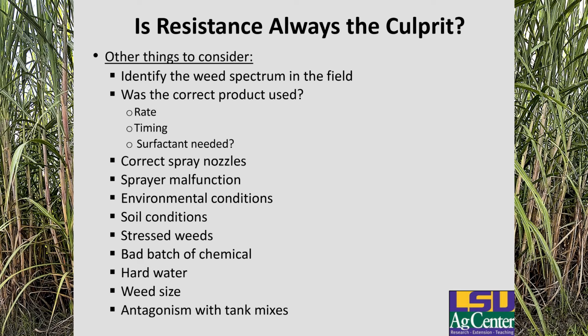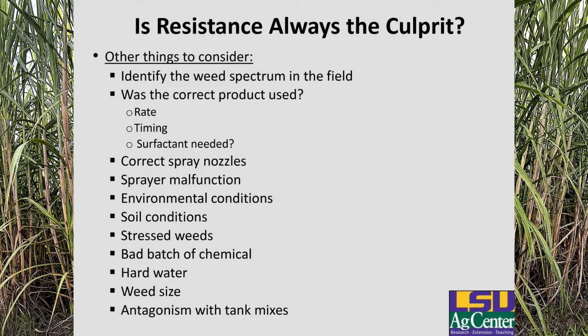So, is resistance always the culprit? I mean, just a few things that I like to consider. I'm sure I've missed a few things, but these are things I think about when I go to a field to evaluate a potential resistance complaint. Did you properly identify the weed spectrum in the field? Was the correct product used for that weed spectrum? Proper identification of that weed spectrum in developing a weed management plan is critical. You want to pick the right product based on what you have in the field. Was the correct rate, timing? Was a surfactant needed? Did you mix a surfactant with it? Correct nozzles. I have a funny nozzle story.